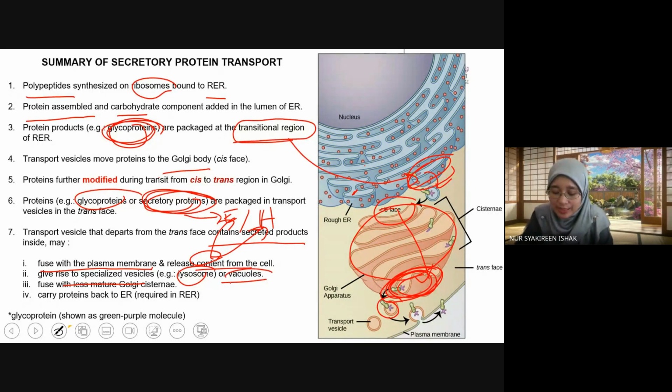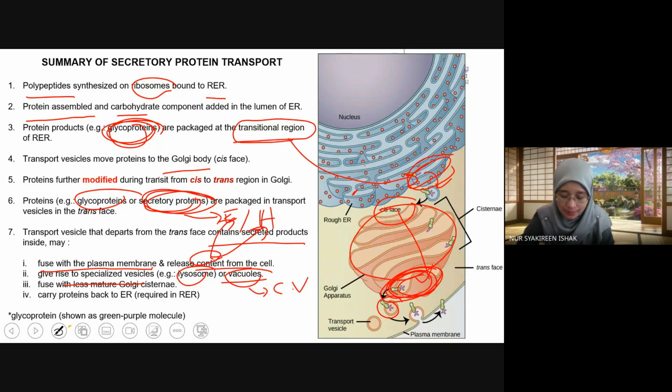Kan? So kalau dalam plant, contohnya kita ada central vacuole. So this is how the central vacuole are made. Or kalau dalam contohnya protists, we have contractile vacuole. So this is how the vacuole are made.